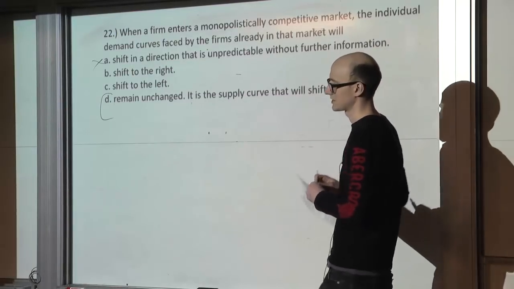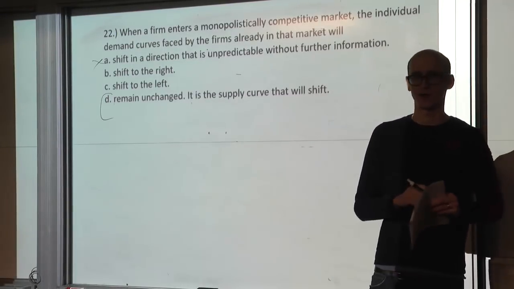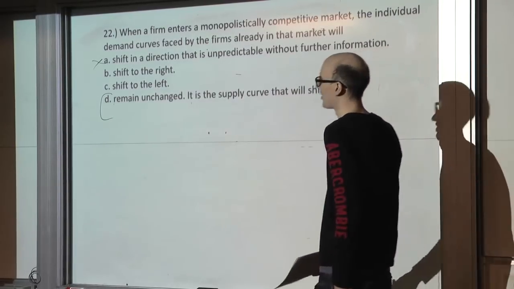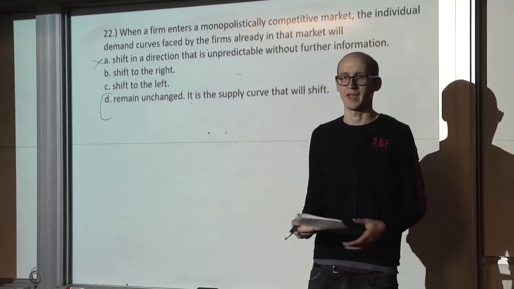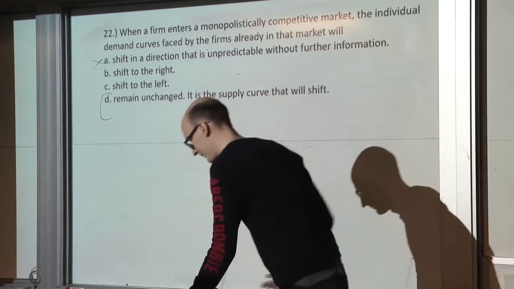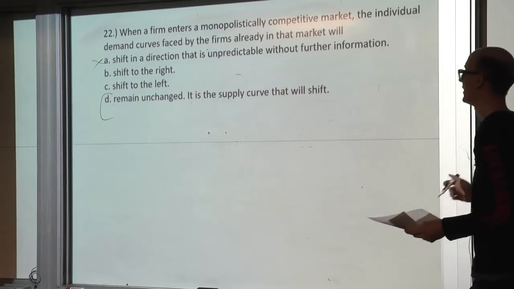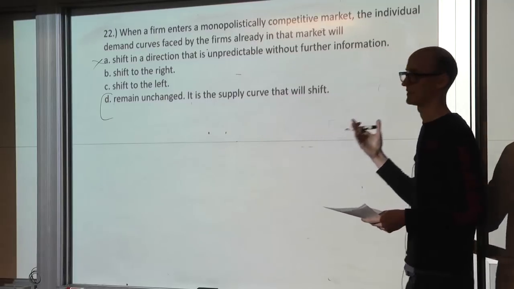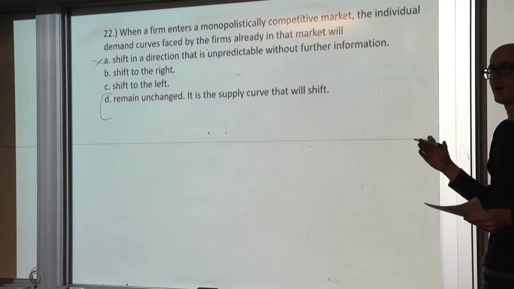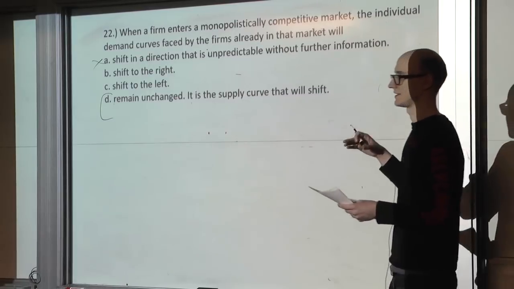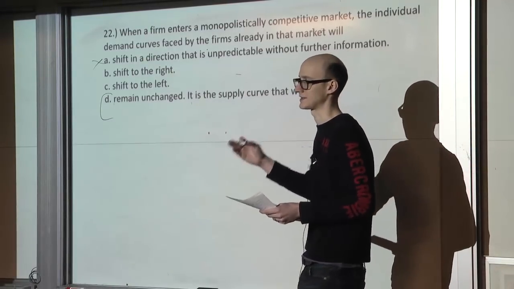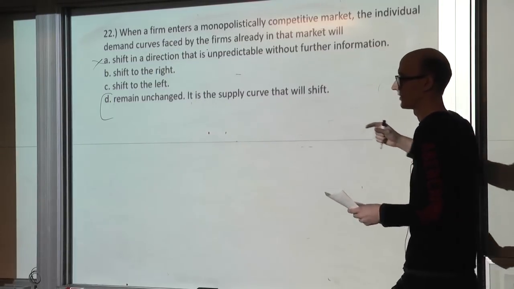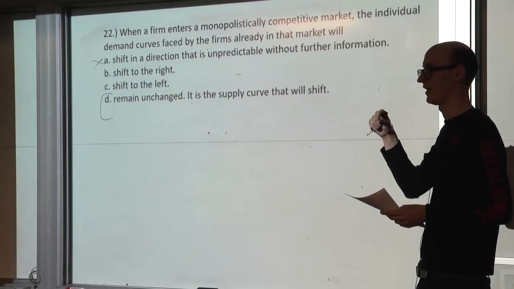So question 22 is about monopolistically competitive markets. And we know that in monopolistically competitive markets, they act very much like competitive markets, except instead of being price takers fully, they're price makers. So they have some ability to control the price in the market. Why? Because their product is not exactly the same as all the other products in the market from other firms. And so there's some difference that gives them the ability to control price.